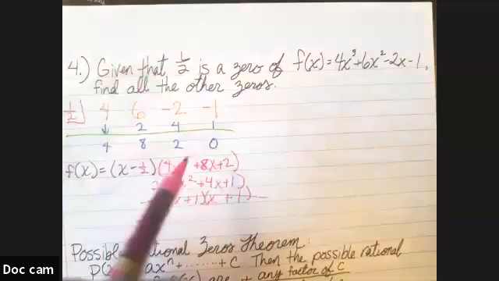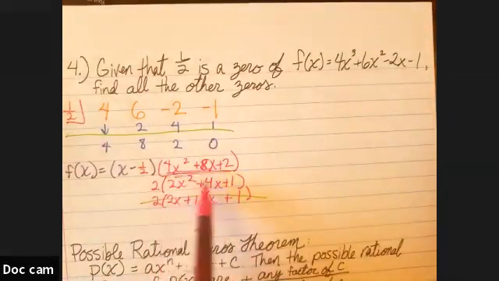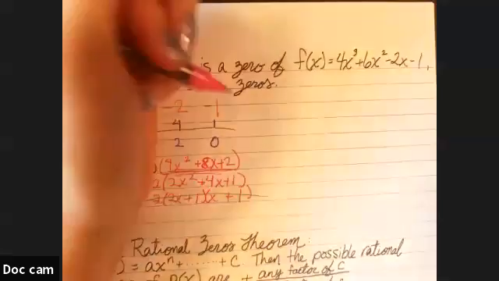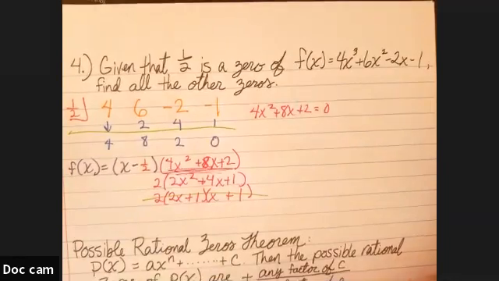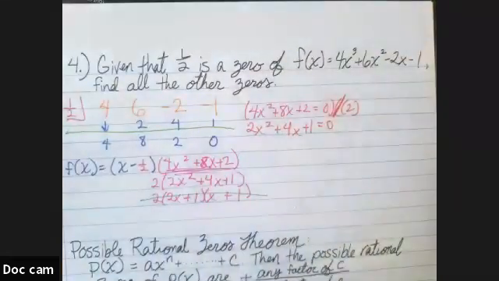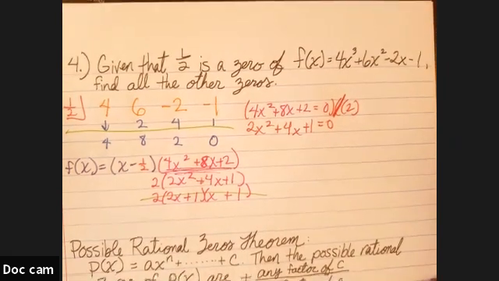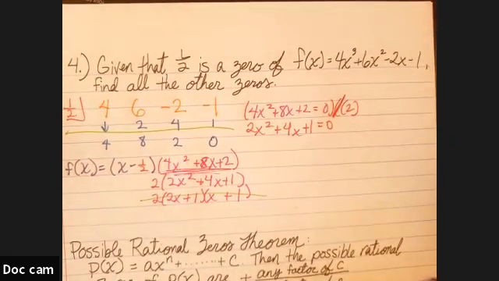Okay, so take this right here and use the quadratic formula on it. So 4x squared plus 8x plus 2 equals 0. So I can go ahead and just divide everything by 2, which would make it 2x squared plus 4x plus 1 equals 0. Then I can put it into the quadratic formula, which is x equals negative b plus or minus the square root of b squared minus 4ac all over 2a.